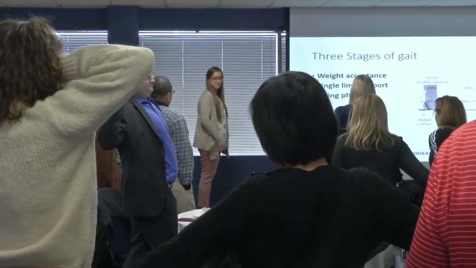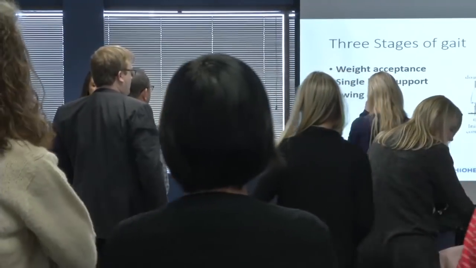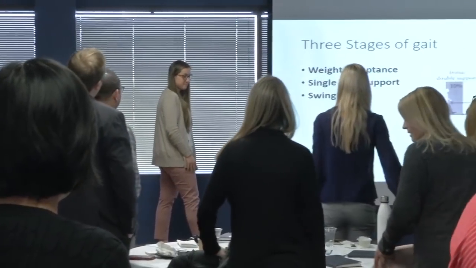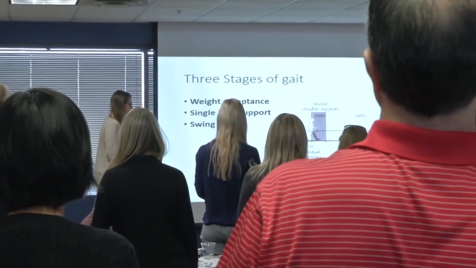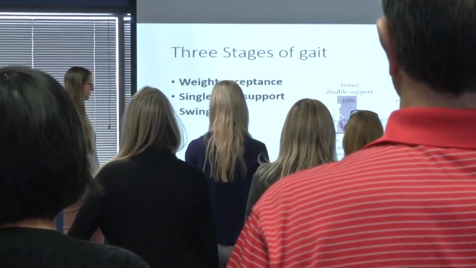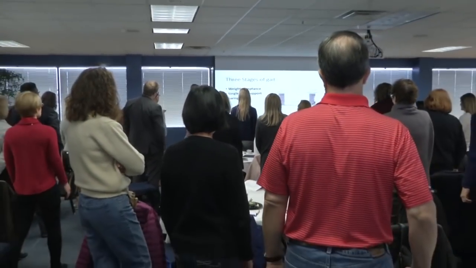Grossly there are 3 main stages of gait. Weight acceptance, which is when the limb's making contact with the ground. Double limb support, or single limb support, which occurs when your opposing limb is going through swing phase. And swing phase, which occurs as our limb moves through the air.